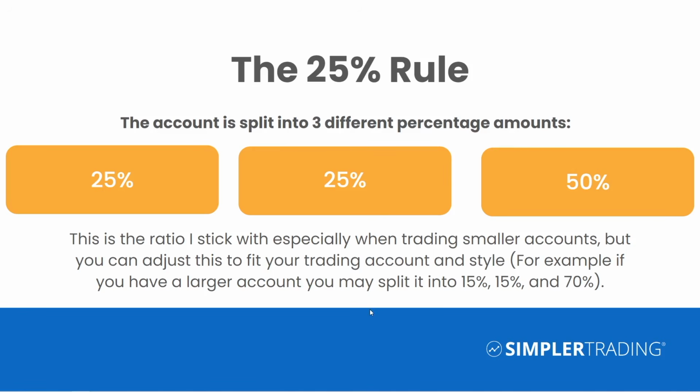So the 25% rule, let's just talk about it really simply. The idea around this is that you split your account into 3 different percentage amounts. So, for example, you split one part of the account into 25%, another part is set aside at 25%, and then there's a remaining 50%. This is the ratio I like to stick with, especially when trading smaller accounts. But of course, you can always adjust this when trading larger accounts. So for example, if you're trading your retirement account and you want to keep the majority of that capital in cash, you might split it into something like 15%, 15%, and 70%.